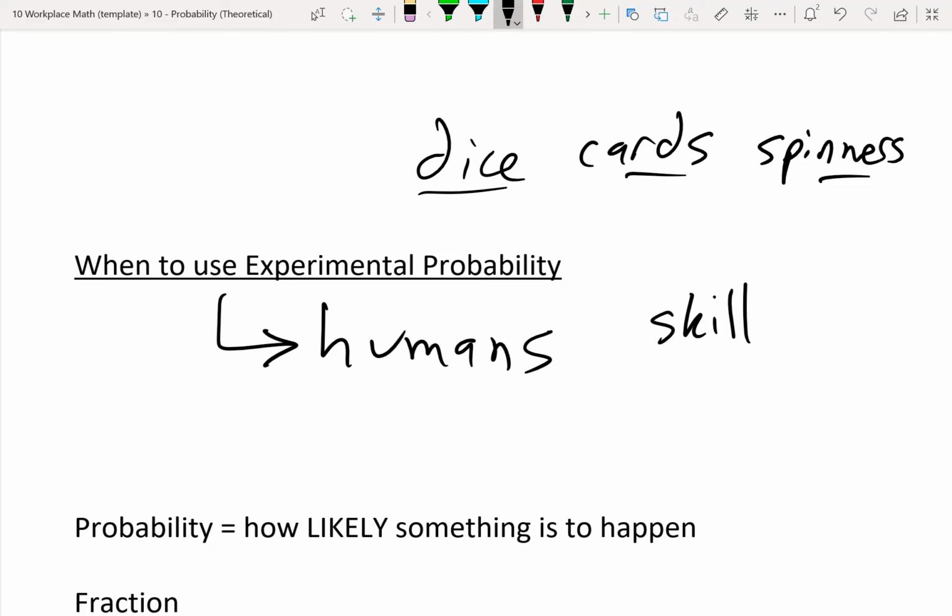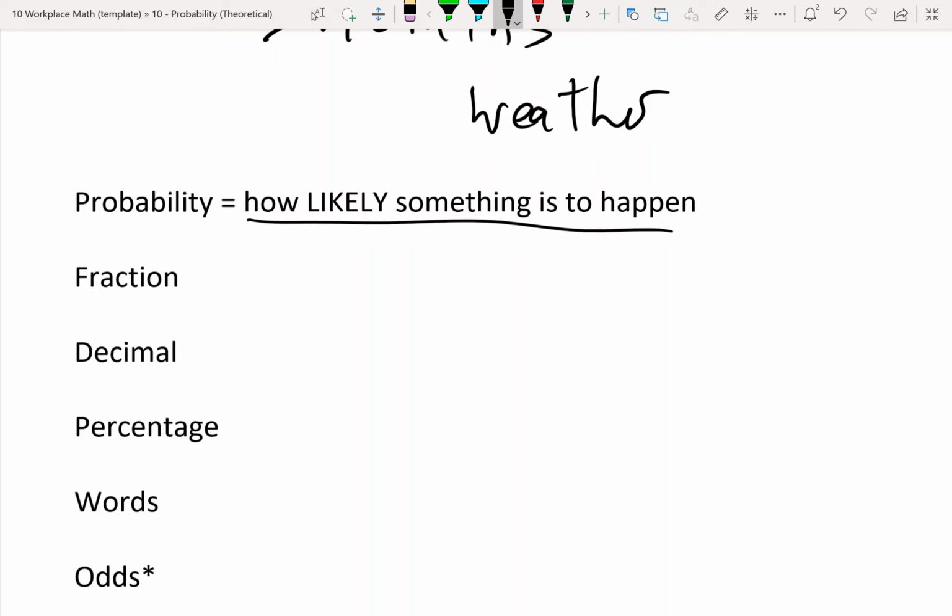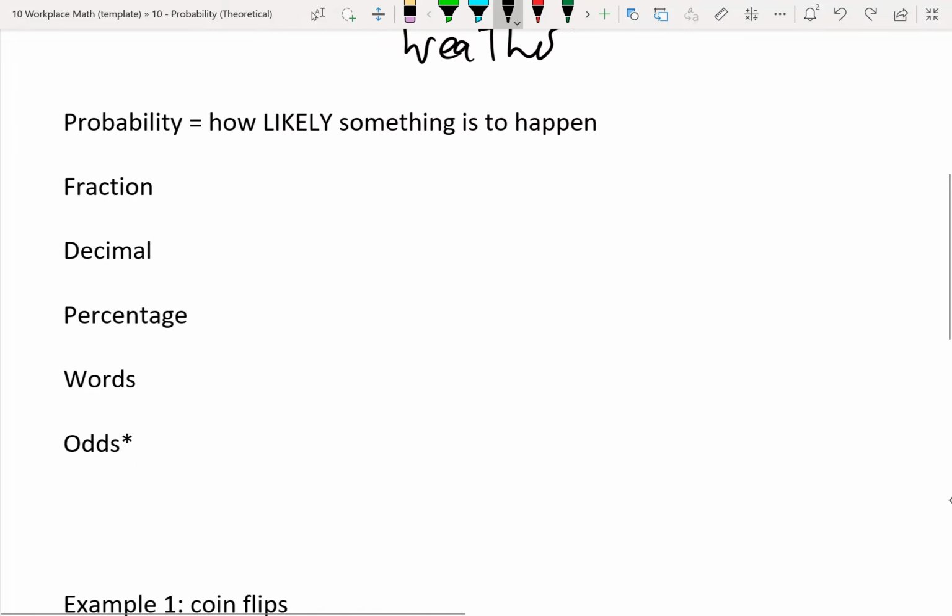When you can't control all the factors, something like weather, that would be experimental as well, because there's a lot of factors you can't understand. So probability is basically saying how likely something is to happen, and we need to be able to express it in a lot of ways. So let's take a basic example from last unit, shooting a basketball.